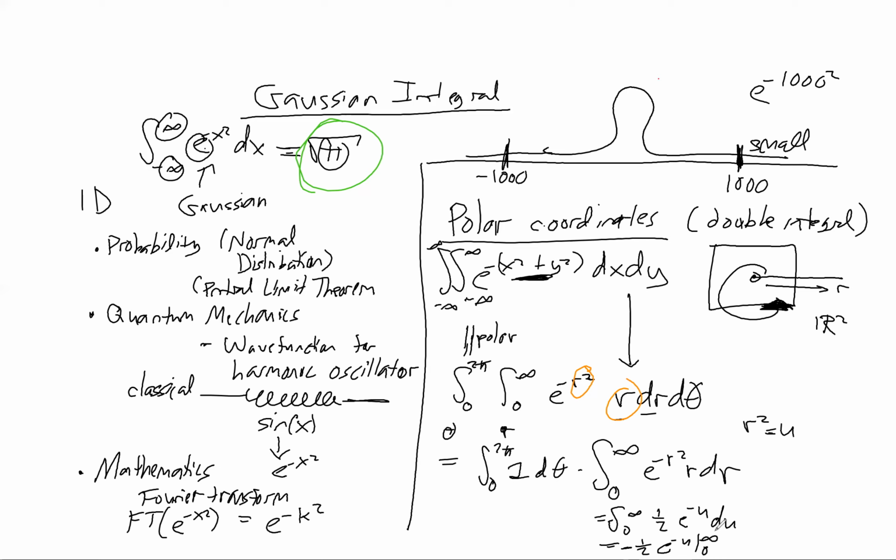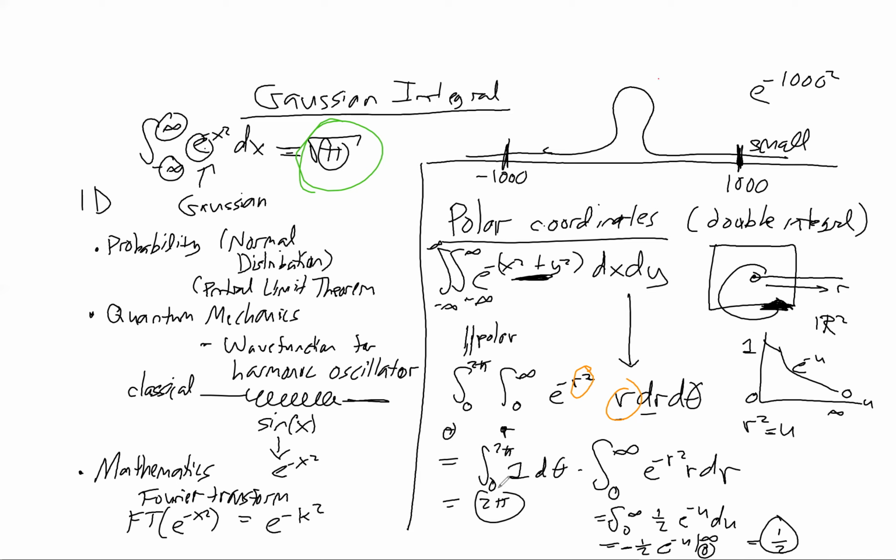And see why I told you the infinity doesn't matter? Because obviously e to the minus u looks like this, so the infinity term is 0. And the 0 term is just 1. So this ends up just being 1/2, because the 0 gives you a negative sign. So on the other hand, the theta integral is just 2 pi. So there's that 1/2 that we wanted.